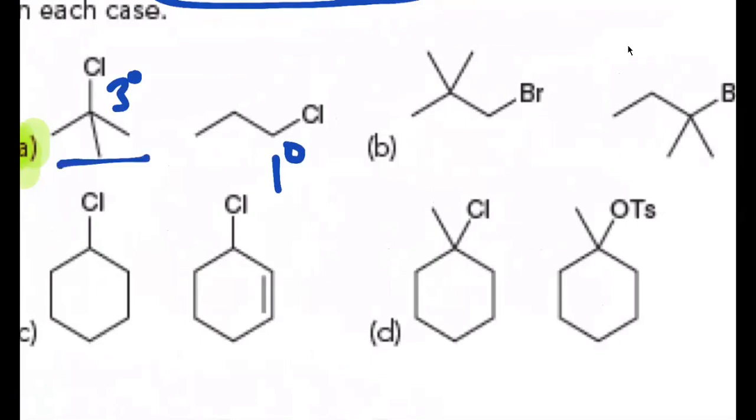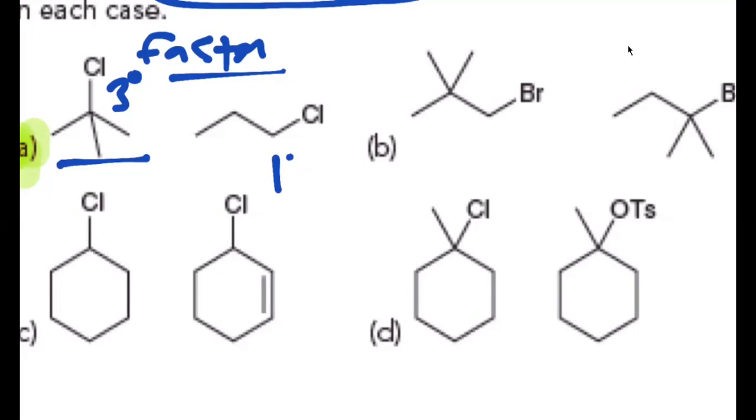So this one is going to be faster. I didn't even know it was primary. I'm tripping. Yeah, right, because the carbocation that you make is going to be more stable. I forgot about that rule. All right, so the tertiary one is going to be faster because when the leaving group leaves, you get a more stable carbocation.